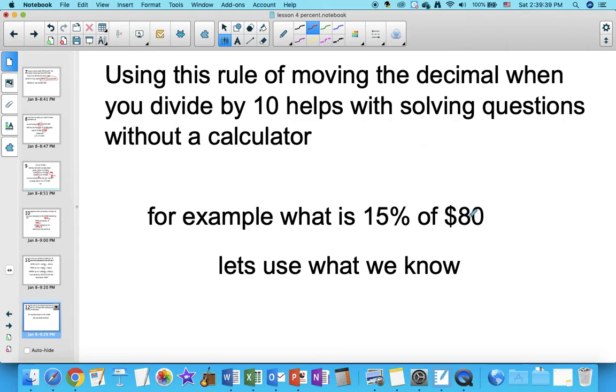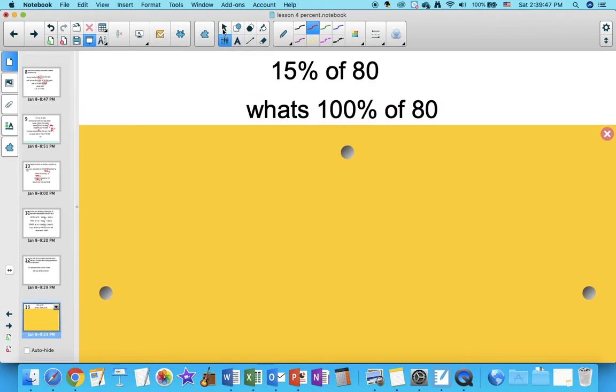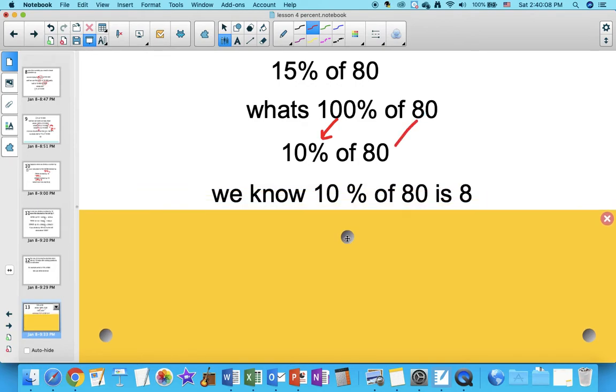What's 15% of 80? Okay, 15% of 80. I'm going to break this up. First, I'm going to find 100% of 80. Easy. That's 80. No math. Then, I'm finding 10% of 80. Well, I turn 100 into 10 by dividing by 10. So then I have to divide 80 by 10. Well, 80 divided by 10 is 8. So 10% of 80 is 8. So this 10% part represents the 8.